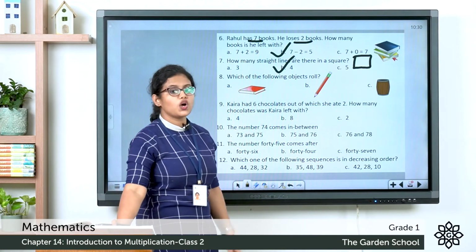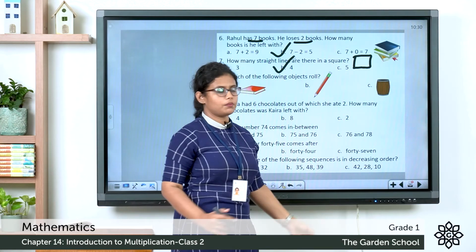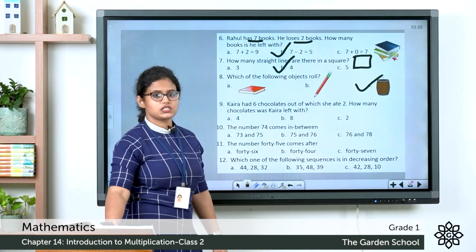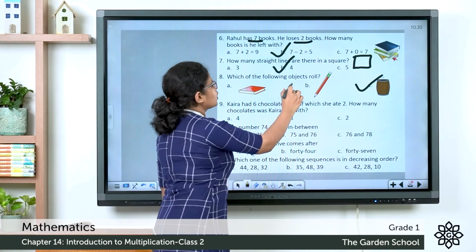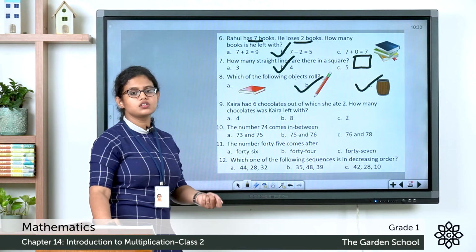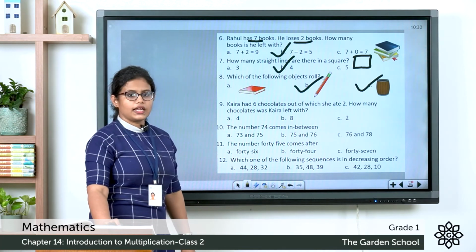Which of the following objects roll? Book, pencil, drum. The drum rolls. What about a pencil? Even a pencil rolls. What about a book? No, the book cannot roll. It will only slide. The ninth one.